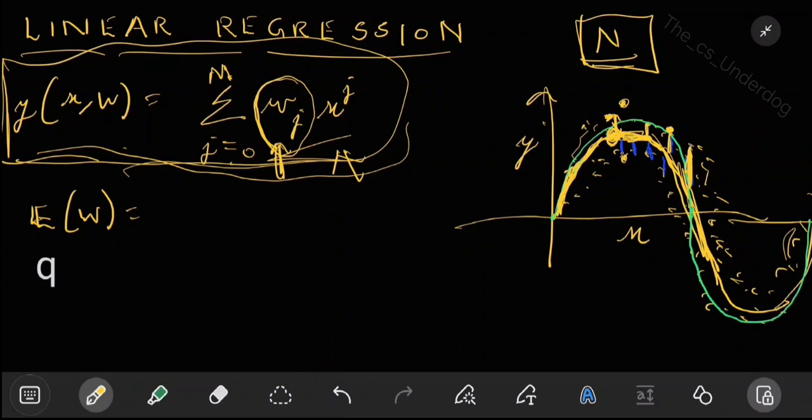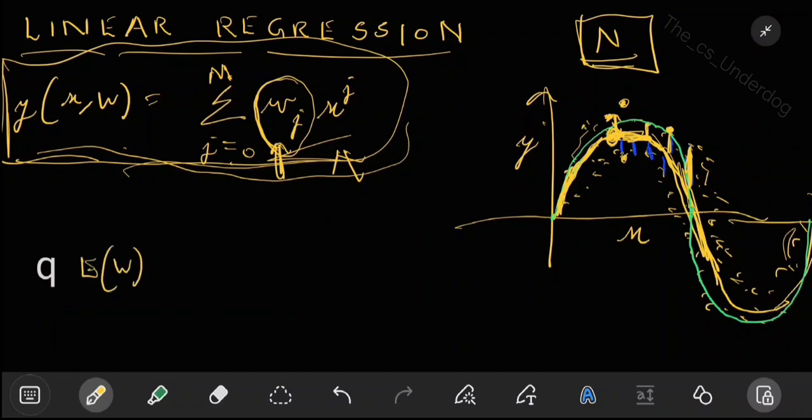Your error would be y minus t, and if you square it up, it will always be positive. Now, if you add all these error terms, it would in total be a positive value. So how will you add all the error terms? Let's consider all the error terms.